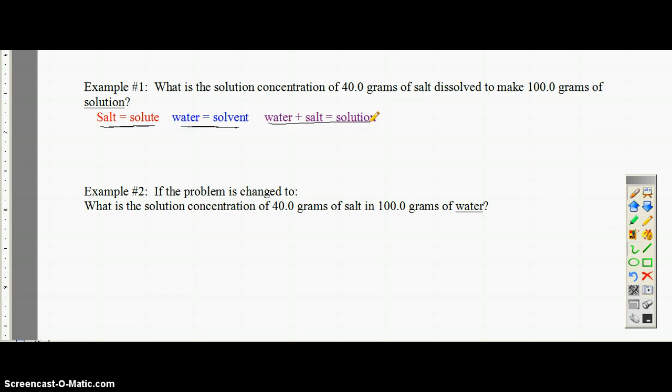For this one, since I have the solution already, this is going to be set up as 40.0 grams divided by 100 grams of solution. So I don't have to add in this one because this is already a solution, and then I'm just going to multiply that times 100. Okay. So this one's pretty easy. Your hundreds cancel, and you get 40.0%.